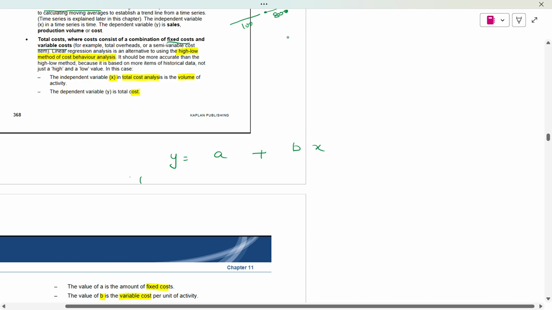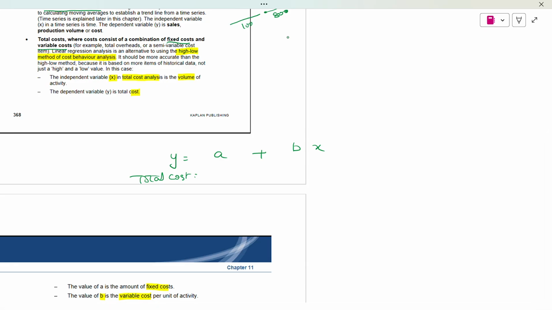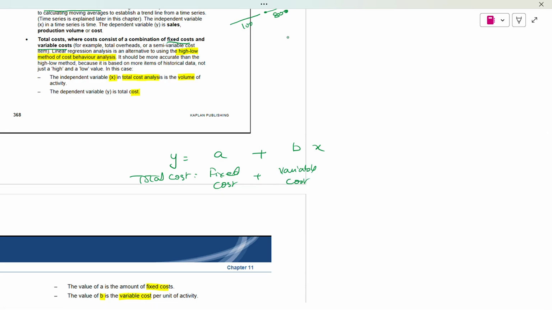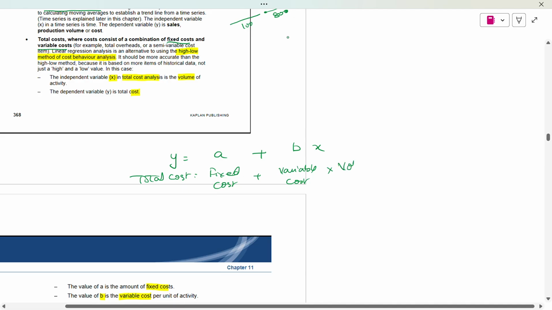Y is the total cost. A is the fixed cost, plus b, the variable cost per unit, and x is the volume. X is the volume.